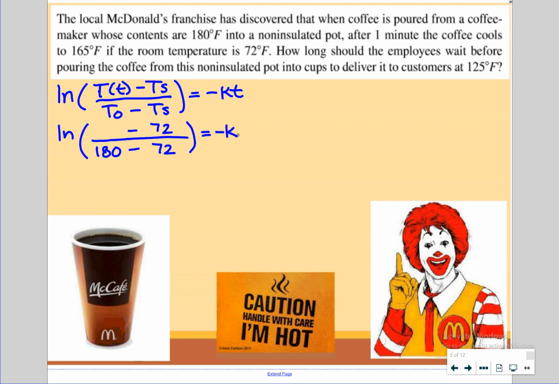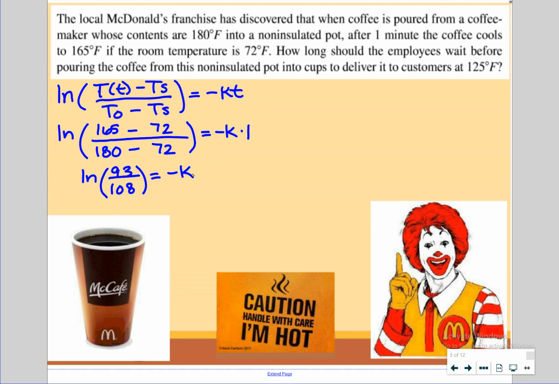Maybe? Yeah, so 1 minute elapsed, 165 is the temperature. Make sense? Those go together always. Everything on the left side is just stuff you can put in your calculator. If I do 165 minus 72, I get 93 on top. On the bottom, I'm going to get 108. On the other side, negative K times 1 is just negative K.